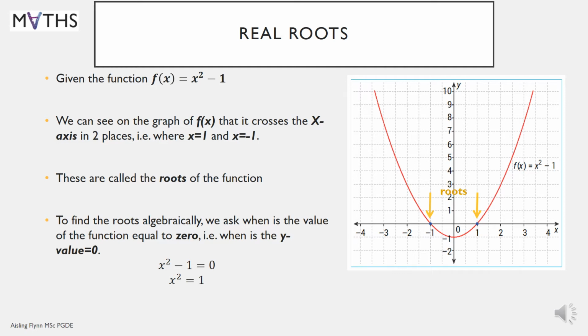And to solve for x, you get the square root of both sides, so x is equal to the square root of 1. Now the square root of 1 could be plus 1, or it could be minus 1. So there you get the two roots that we showed previously on the graph. Okay, and they're known as real roots, where the red line of the function crosses the x-axis.